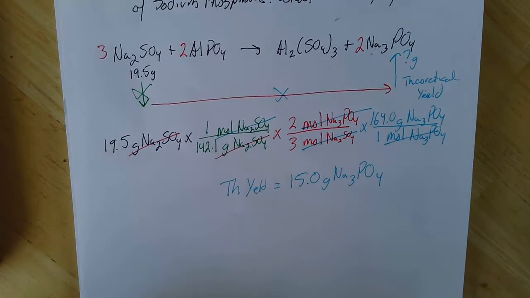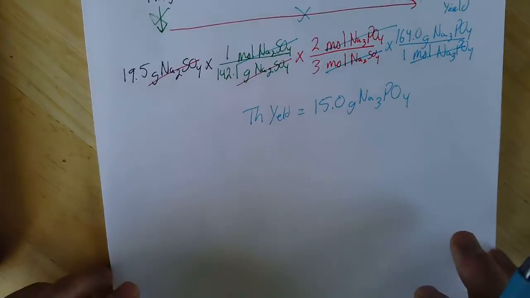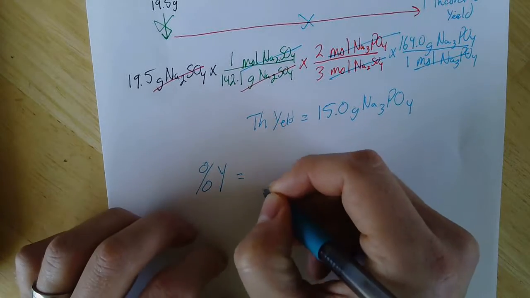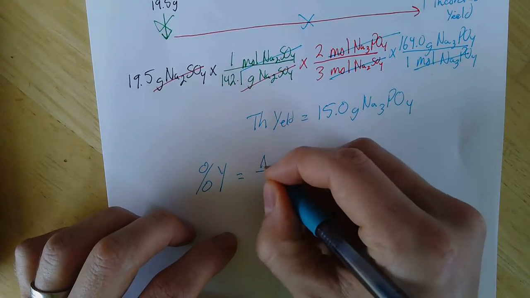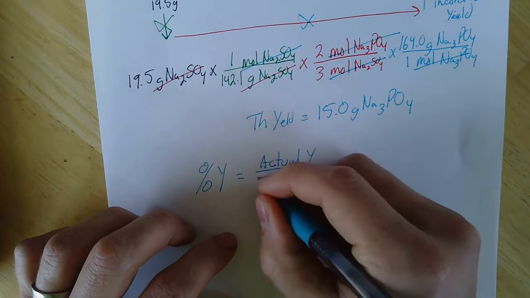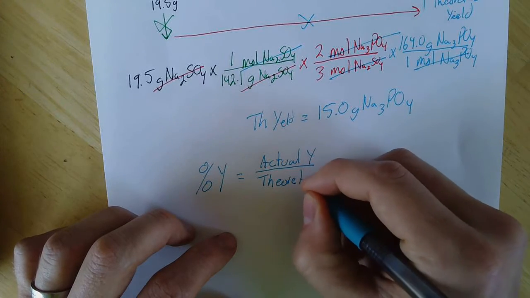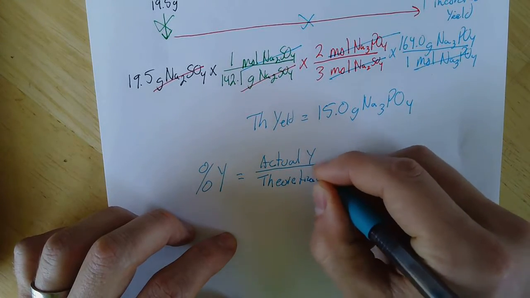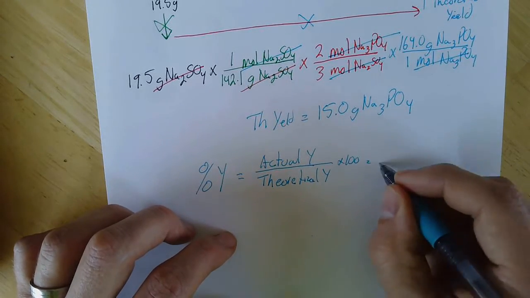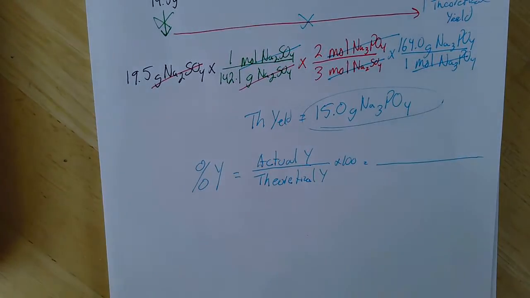Now the next step is actually pretty simple. We just got to remember to use this. To find percent yield, it is the actual yield over the theoretical, and then it's times 100. So in this case, my theoretical is this guy. That's what the stoichiometry gives us. It gives us the perfect answer.